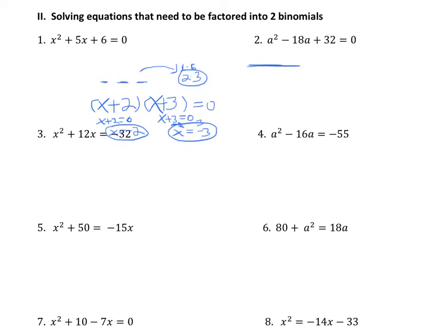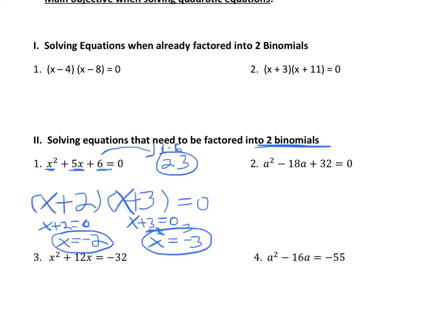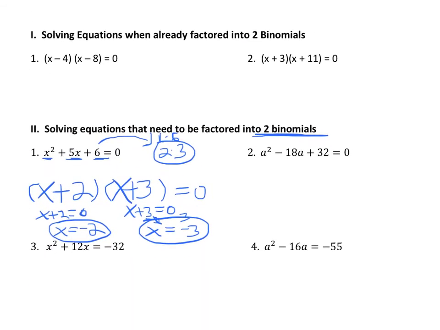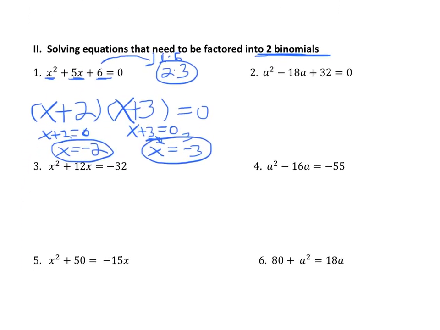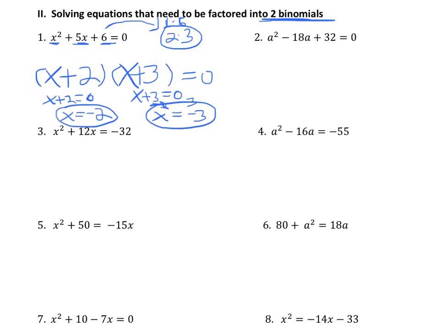Now I'm going to go back up to something we wrote down earlier. Actually, I don't have it here. It's where it says main objective when solving quadratic equations. They always have to be set equal to 0. And number 1 was set equal to 0.